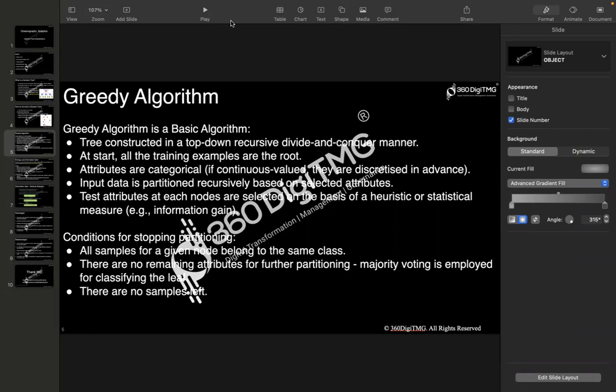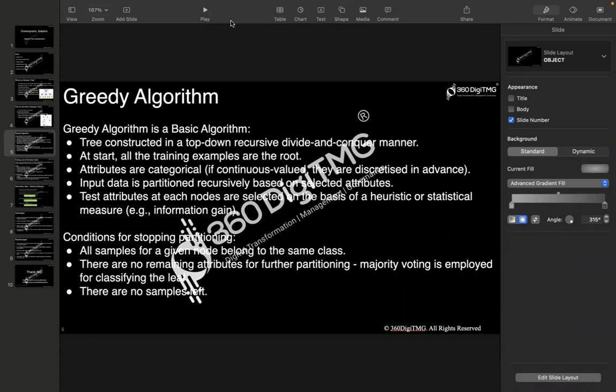Here the input data is partitioned recursively based on the selection of attributes. The test attributes at each node are selected on the basis of a heuristic and statistical measures.